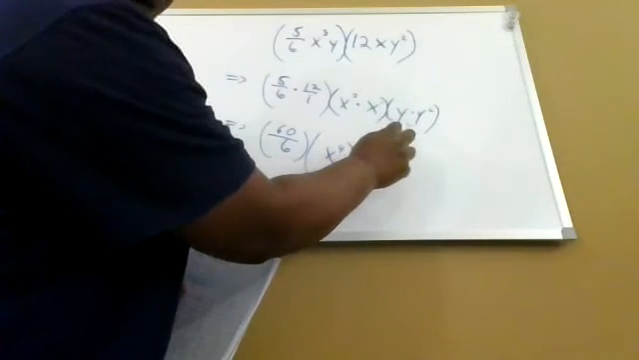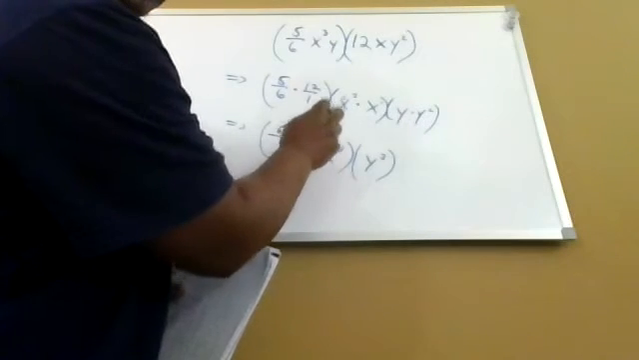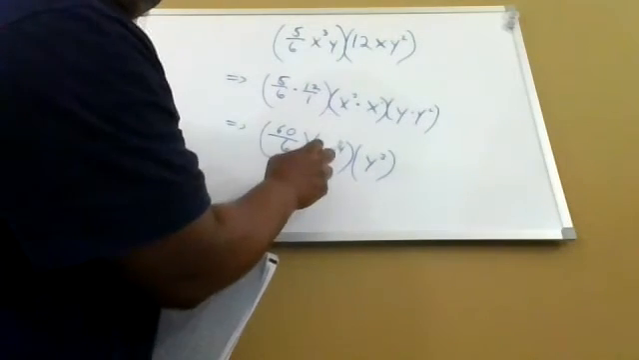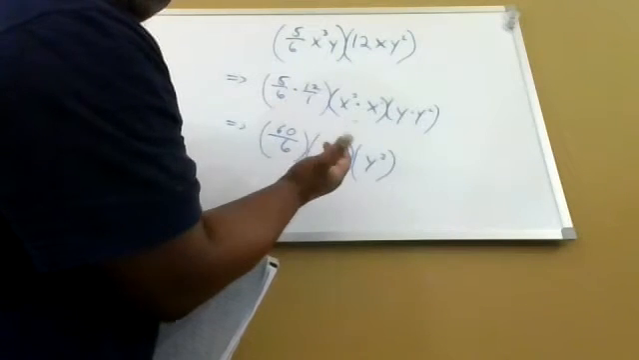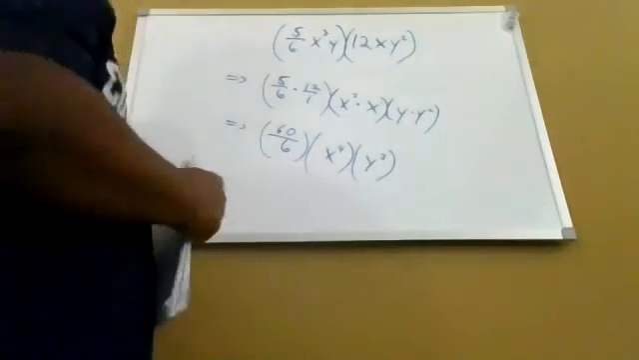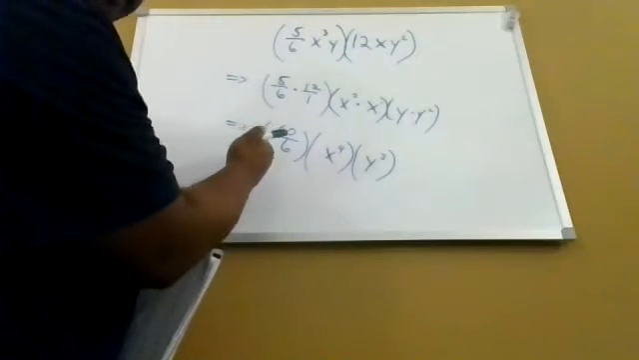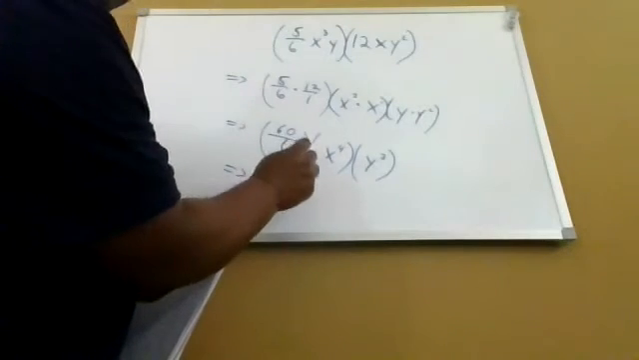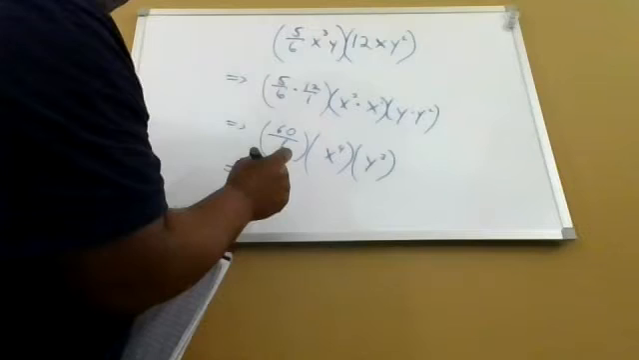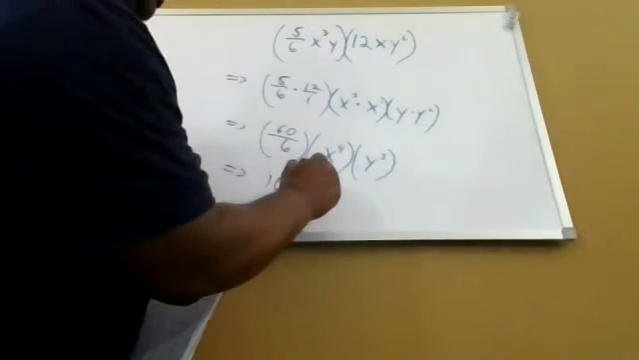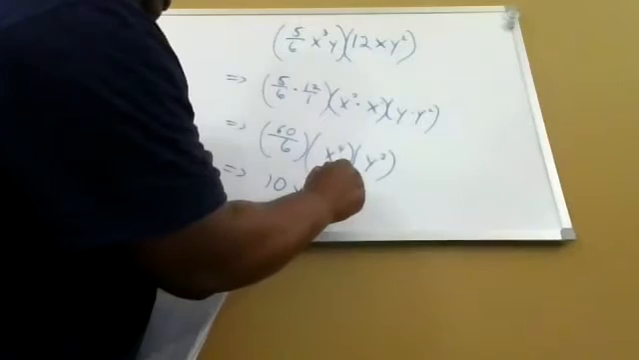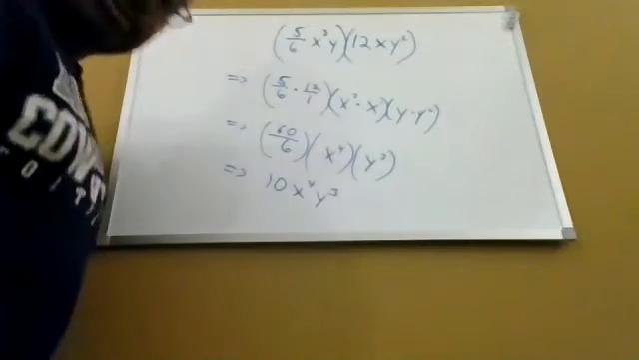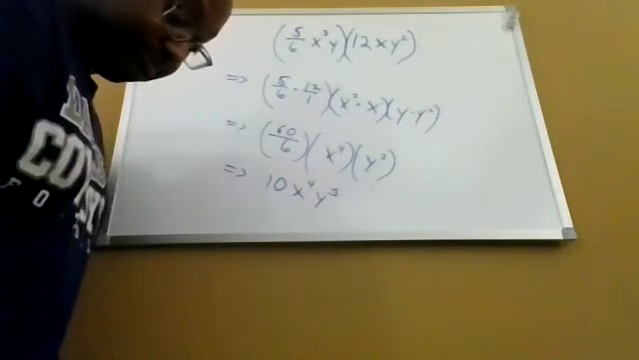So I did that for y, and I did that for x to the third power times x to the first power, which gave me x to the fourth power. You got the 4 by adding 3 plus 1. One more step, 60 divided by 6 equals 10. I just bring down the x to the fourth, y to the third power. Okay, and that's it for that problem. Next.